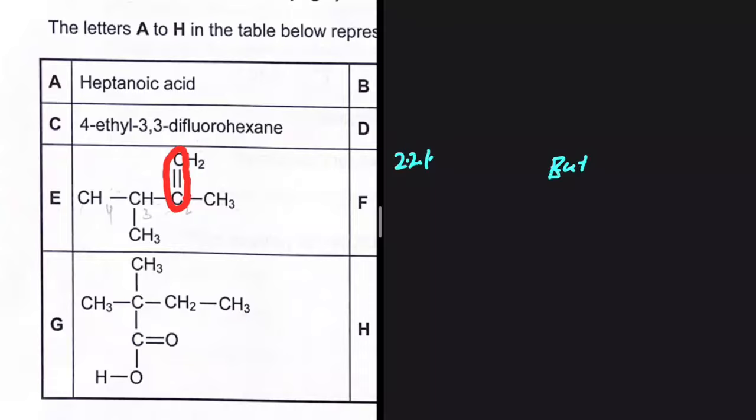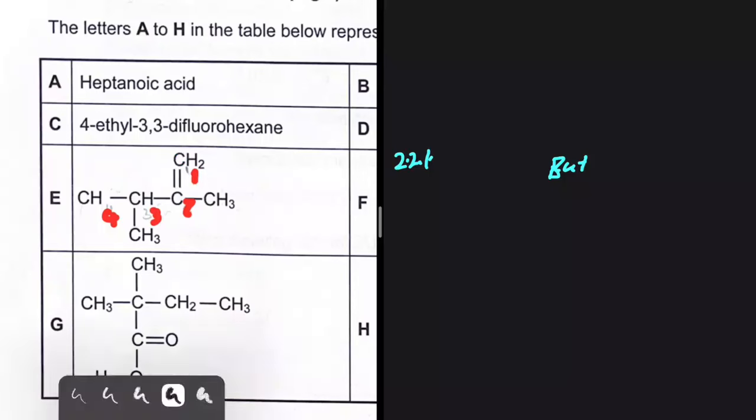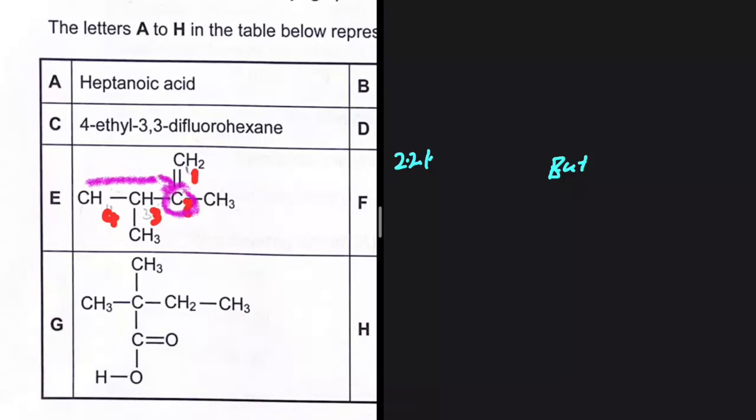We have to start numbering from the side closest to the double bond. Okay? If we are saying that we have 1, 2, 3, 4 carbons, then if we start numbering from this side, then we will get to the double bond first, okay? Because if we start numbering from the other side, then the double bond will be on the third carbon, and that's not what we want. We want the side closest to the double bond, which will be this side. So this is our longest carbon chain, okay, which is but.